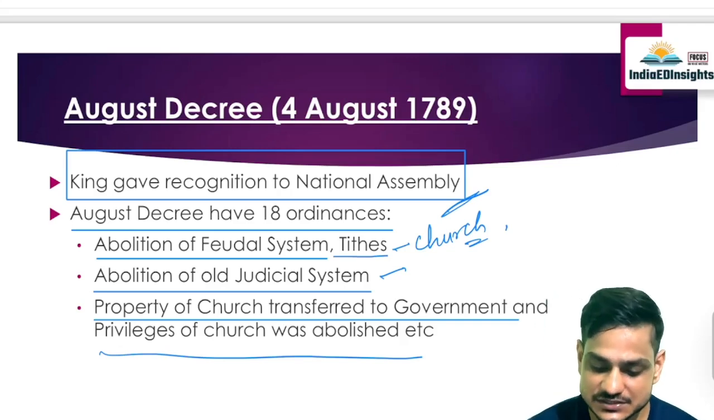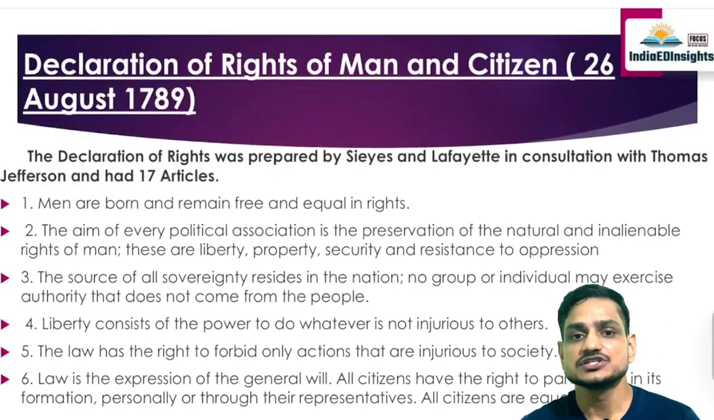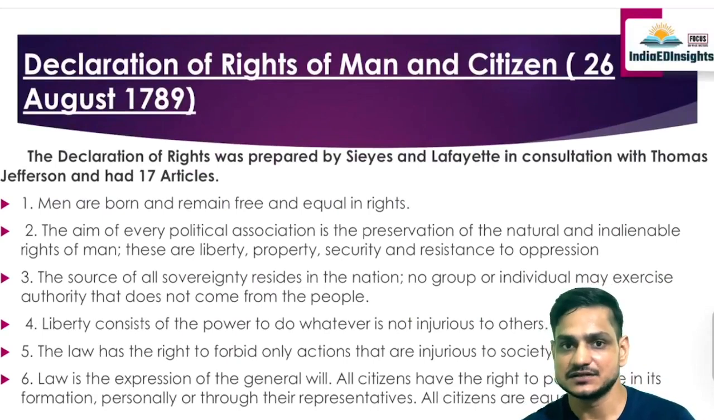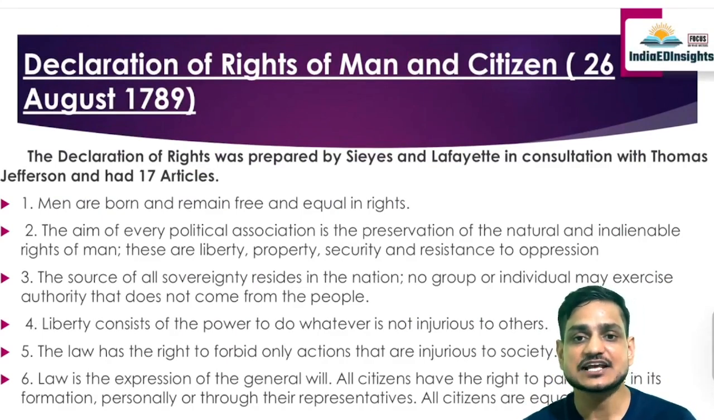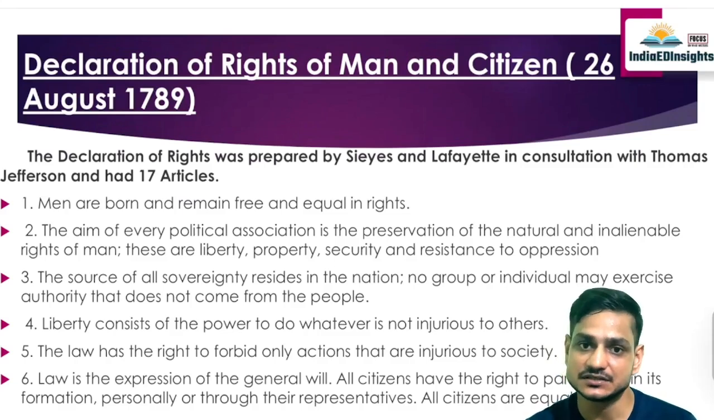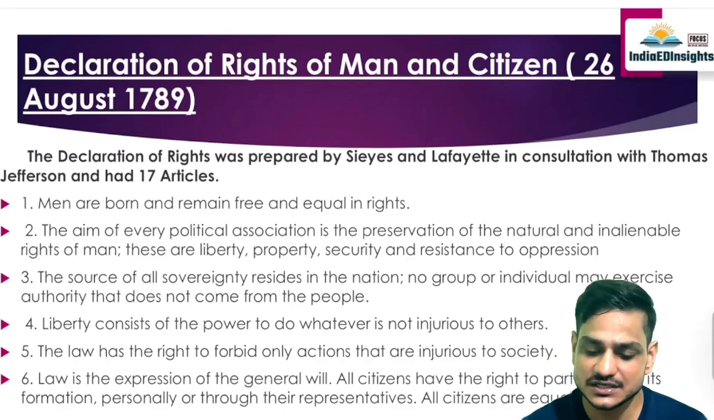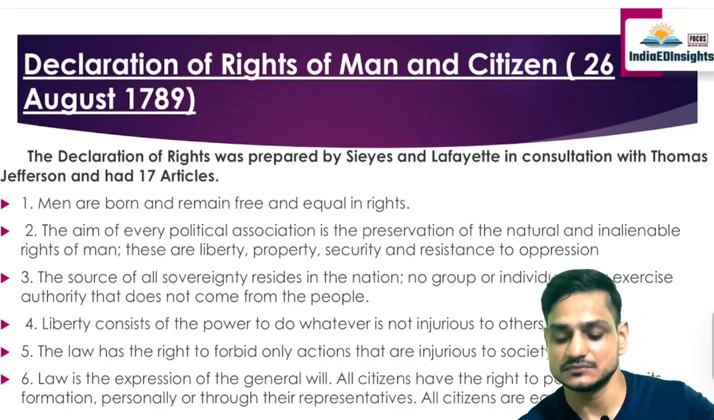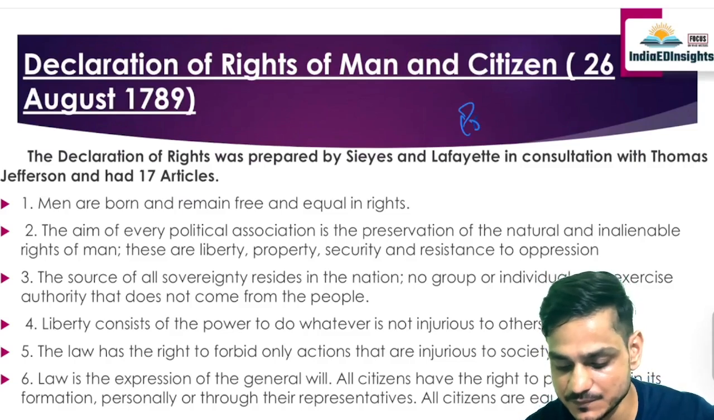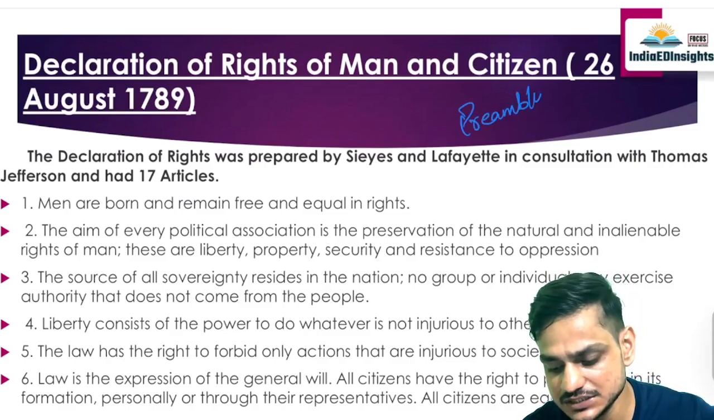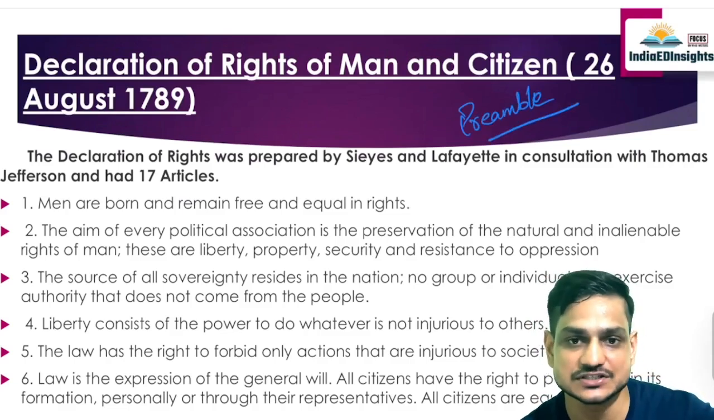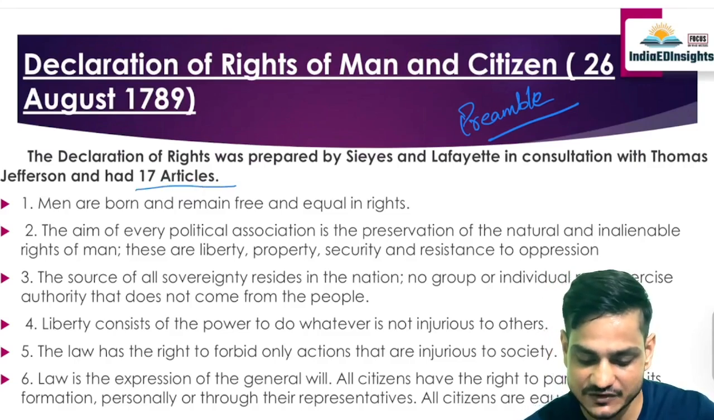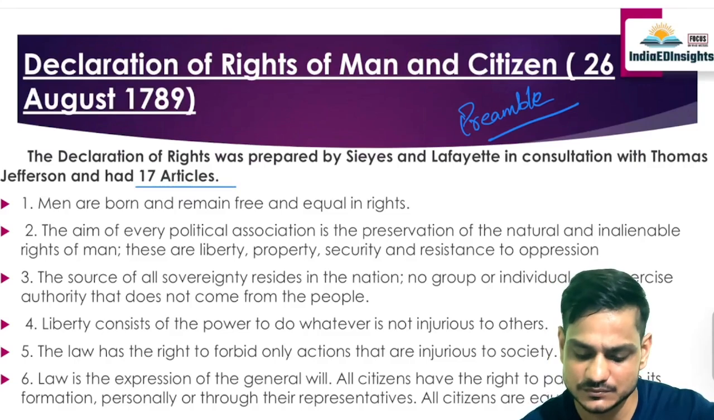The next event was the Declaration of the Rights of Man and Citizen. The National Assembly provided 17 rights for the man and citizen. These are the important rights, and later these rights became the preamble of the French Constitution. These rights contain 17 articles.